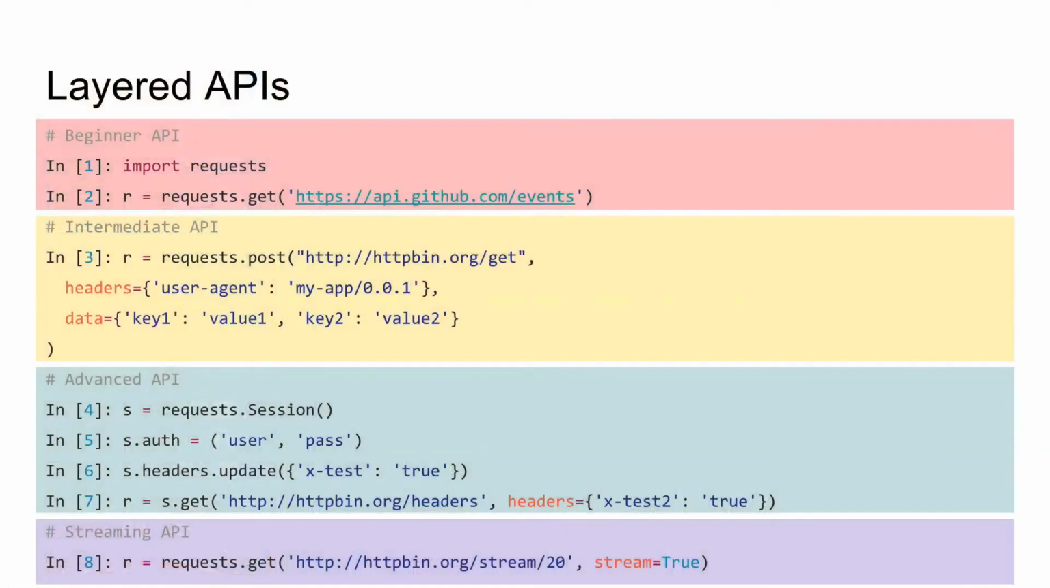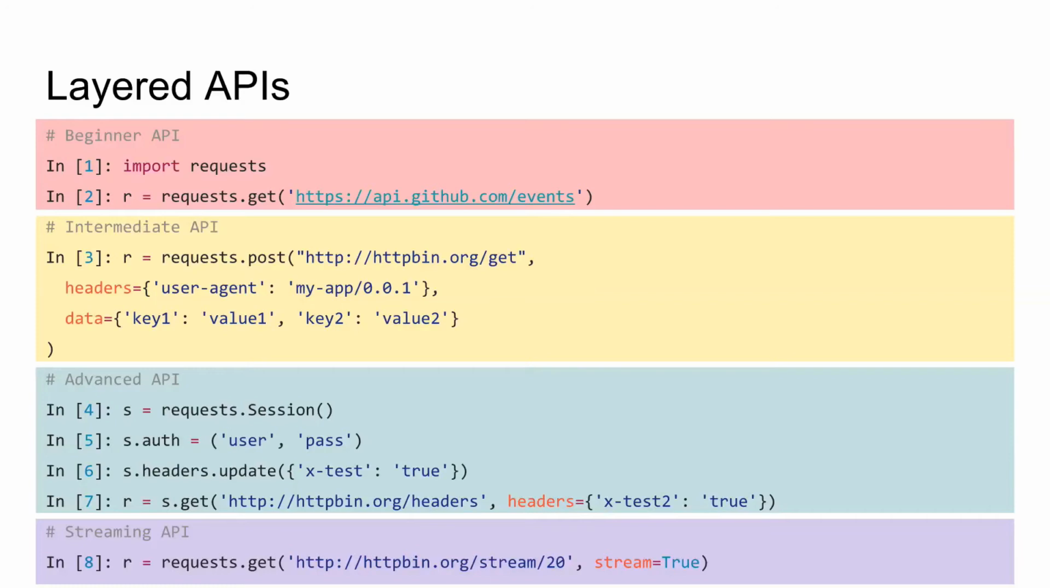So what does this look like in practice? In the case of requests, the beginner level is 2 lines of code. You make an HTTP request, and you get a bunch of JSON about the GitHub events, the events that happen on the whole of GitHub. So it's easy to get started with, no config, just make the request and go.